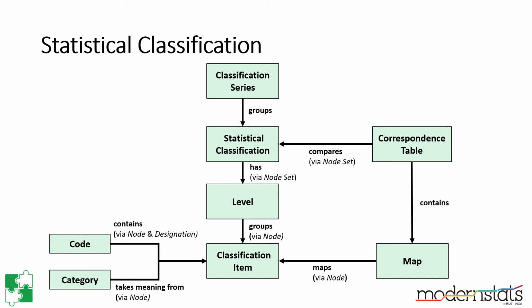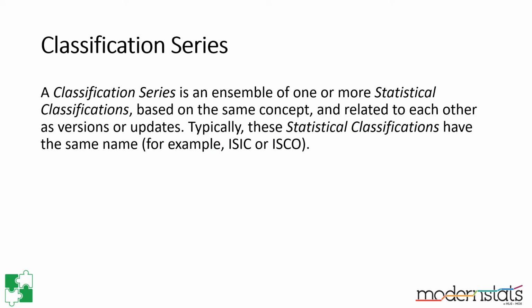Those classification items then contain code and a category. Then the correspondence table compares statistical classifications, and it contains mappings, which means a map of information objects of classification items. I have an example of this which will make it a bit clearer. First, the description. So a classification series is an ensemble of one or more statistical classifications. So it just groups statistical classifications together.